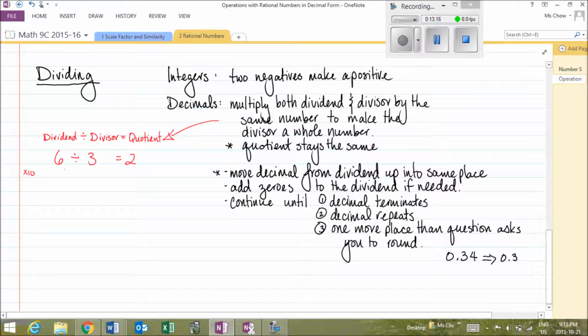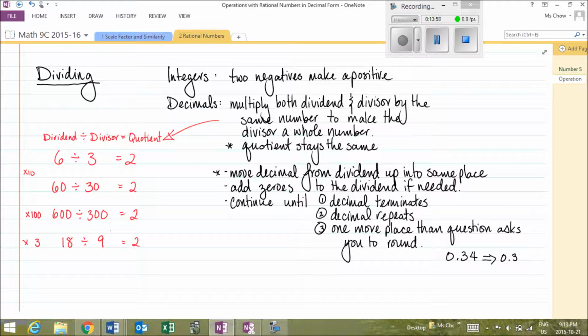My new expression would be 60 divided by 30. Notice the quotient is still 2. If instead I multiplied them both by 100, my new expression would be 600 divided by 300. The quotient is still 2. What happens if I multiply them both by, let's say, 3? Then I would have 18 divided by 9, and the quotient is still 2. So, provided that I multiply both the dividend and the divisor by the same number, the quotient will still stay the same.